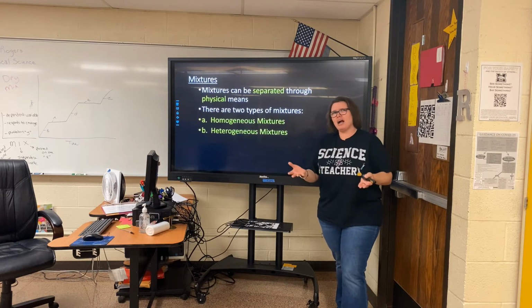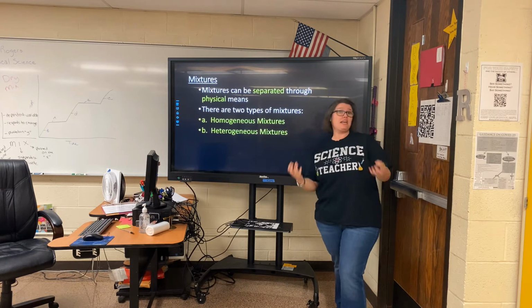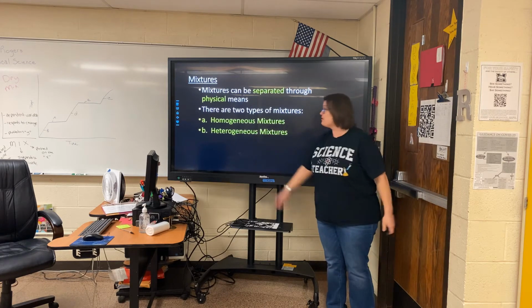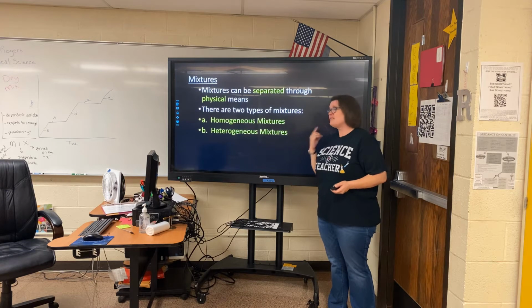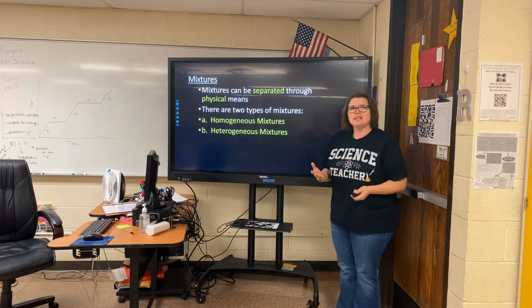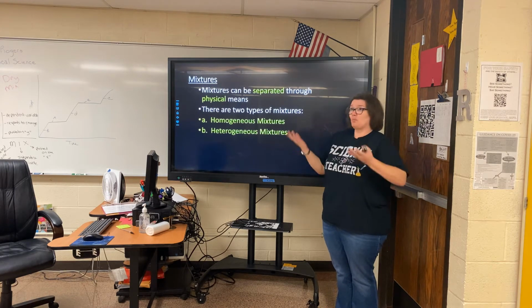Like if you picked up a box and it had Legos and potato chips in it, that is definitely a heterogeneous mixture because you can tell the difference between those two items. Now, a homogeneous mixture, that would be like Kool-Aid. If we looked at a Kool-Aid container, you can't see separation. It looks like, well, the same throughout.